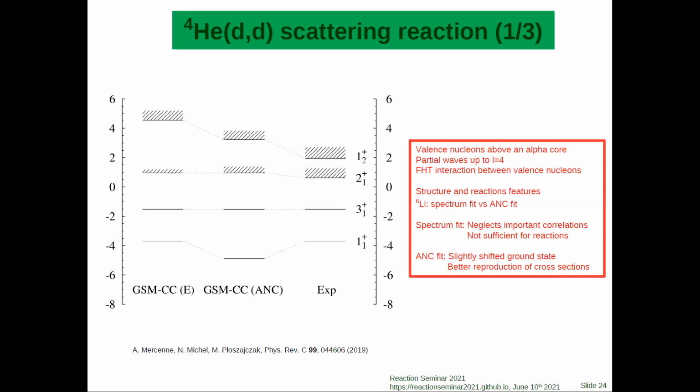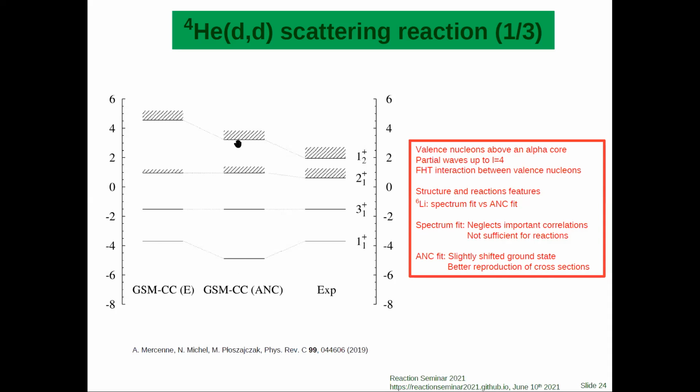I will finish with the first calculations with many-body clusters, hence with the deuteron cluster. Here we calculated the scattering of deuteron-neutron on helium-4. The model is very close to that used before, valence nucleons above an alpha core. The difference is that we have a deuteron, and it is calculated differently and needed, in fact, another approximation. Because what we tried first is to fit the structure of lithium-6 as before, but, as we will see, the results were not so good.